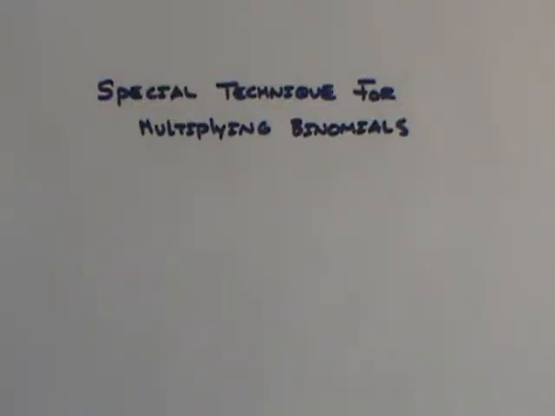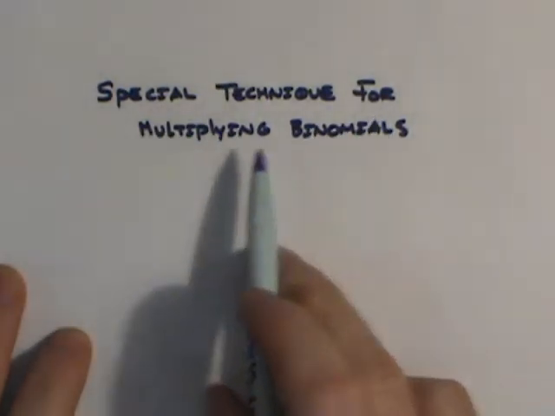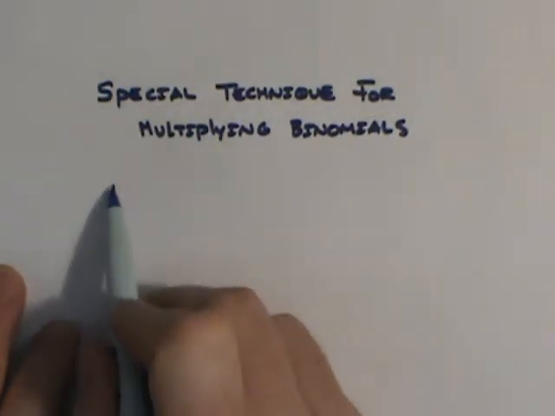In our previous lesson, we learned how to multiply polynomials. So we were looking at double distributions and triple distributions. There is a technique for just multiplying binomials. It's called FOIL. And so this is our special technique for multiplying binomials.